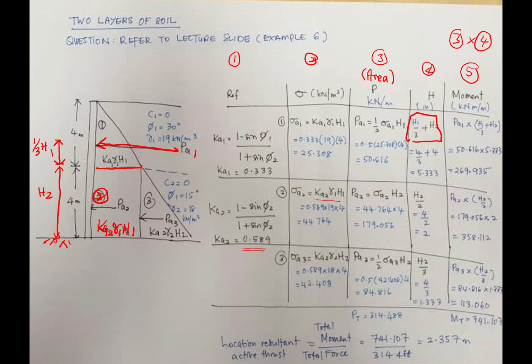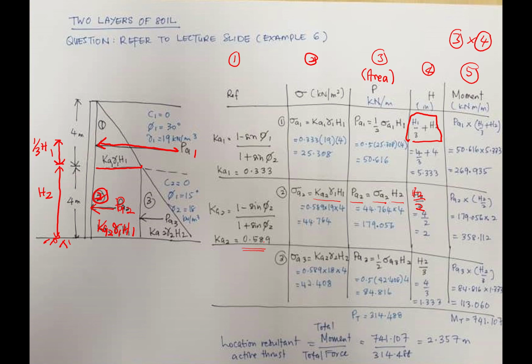So take the value, calculate the value for stress A2. Then calculate the force PA2, which is the area. So stress A2 is the base and H2 is the height of the rectangular area. So find the value. Because this is rectangular, the force PA2 acts at the center of the rectangular section. That is why the effective height for this one is H2 over 2. So you get the value. Then calculate the moment, column 3 times column 4, and you get the value.